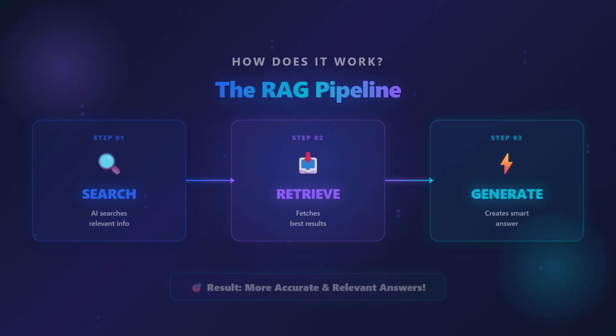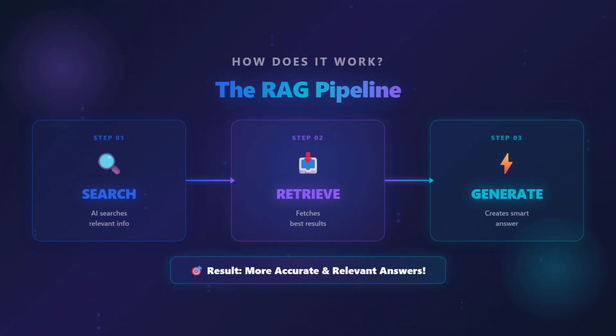First, the AI searches for relevant information. Then it sends that information to the language model. And finally, the AI generates a smarter, more accurate answer.